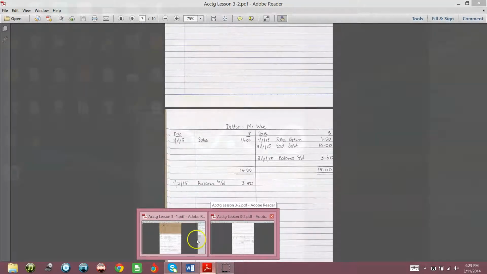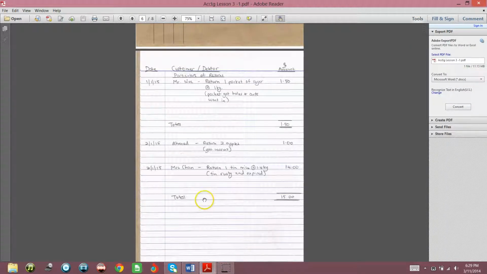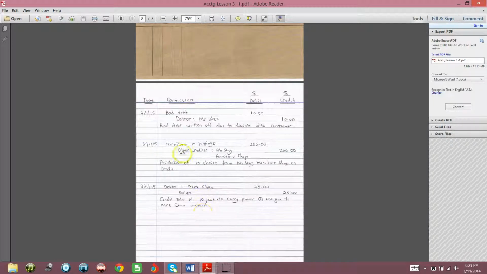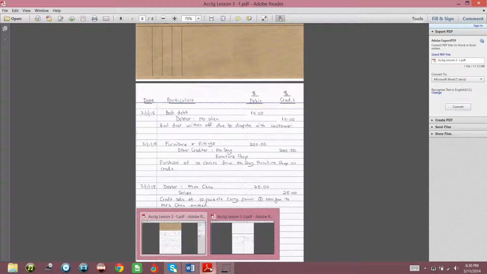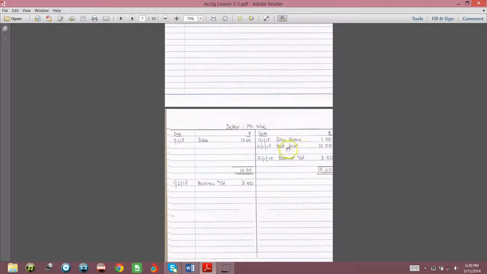He will also look into the general ledger. The general ledger says that bad debt is written off against Mr. V's account because there's a dispute. So this $10 is written off, is foregone from Mr. V's account. Bad debt written off means the debt is not collectible, so it's written off. So then this is how much Mr. V owes us on 1st of February 2015.